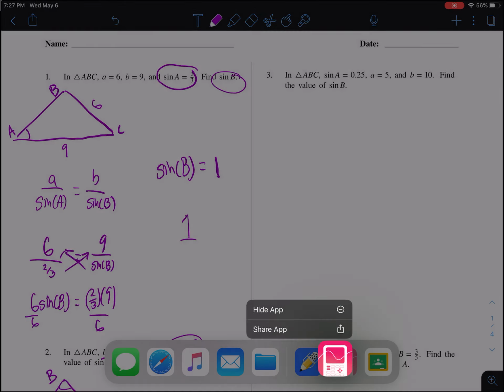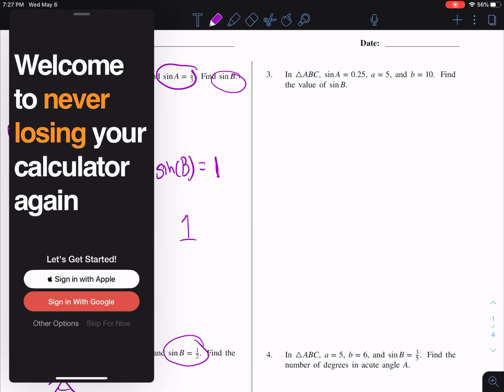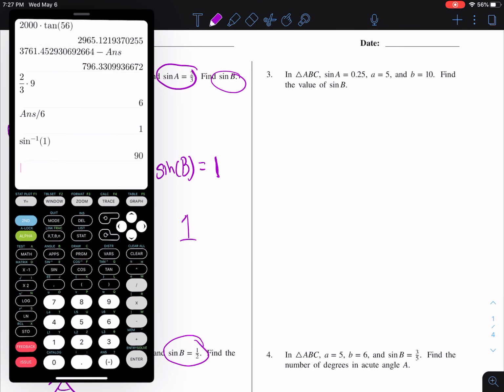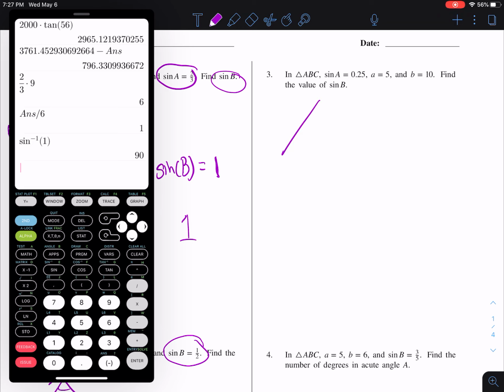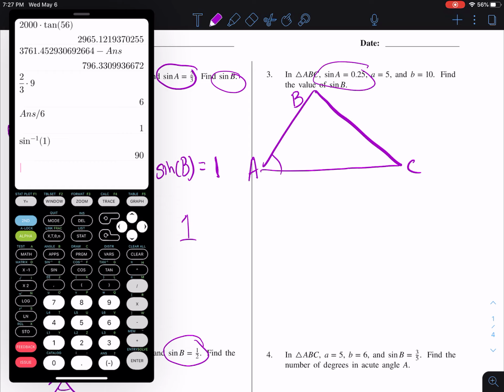And what you're going to find here is the same process just repeats every single time. So we draw our picture, and these triangles are getting worse and worse. Okay, so we've got triangle ABC. Sine of A is 0.25, but again, I'm not going to be able to use that, but I should circle it just to make use of it. A is 5 and B is 10, and they want me to find the sine of B.